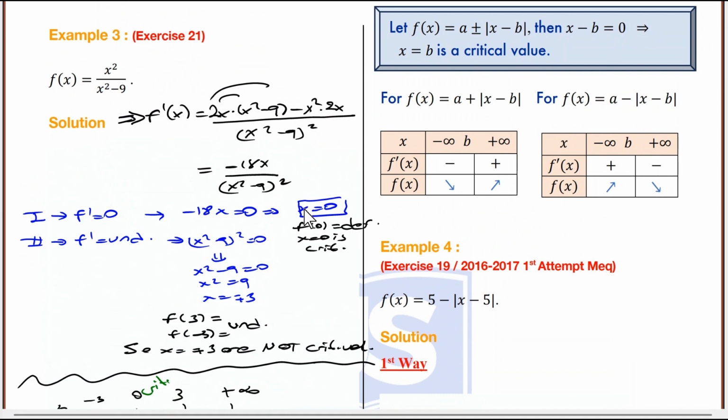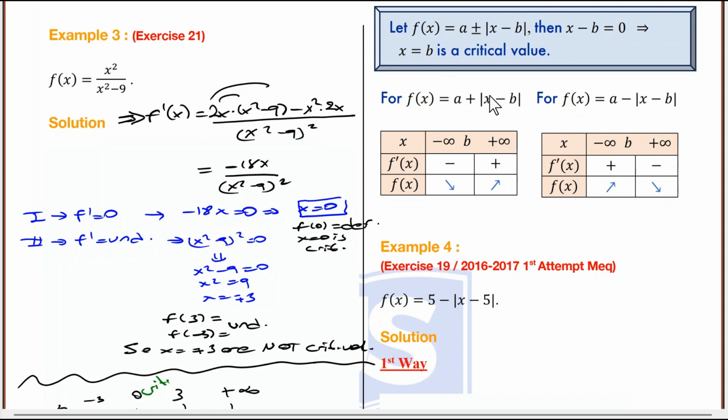Okay, we are done with rational functions too. Now, let's continue with absolute value functions. So for absolute value functions, we can answer the question in two different ways.